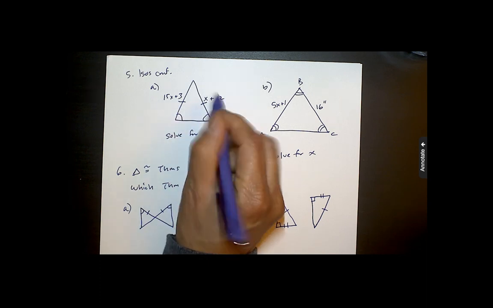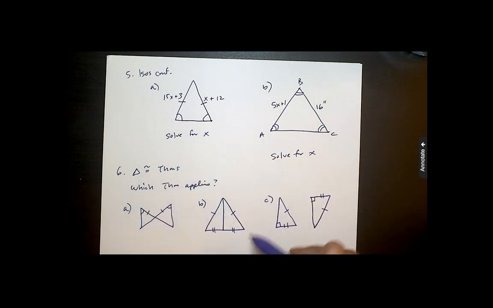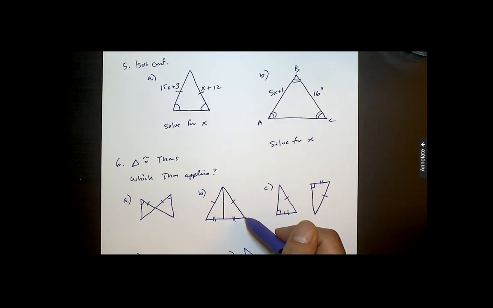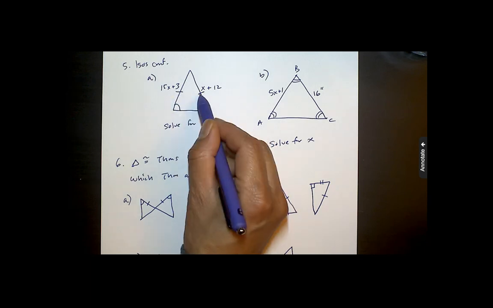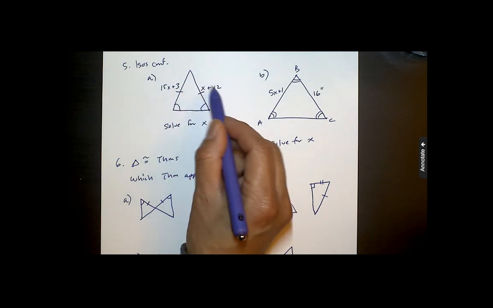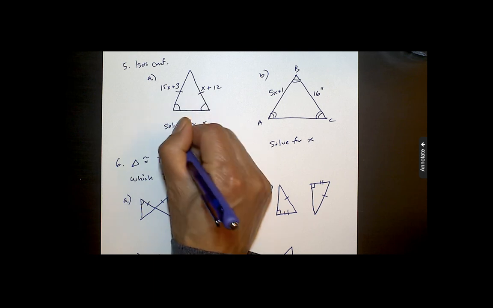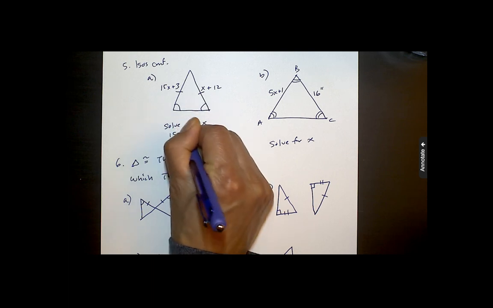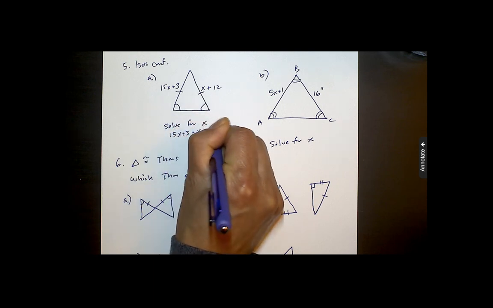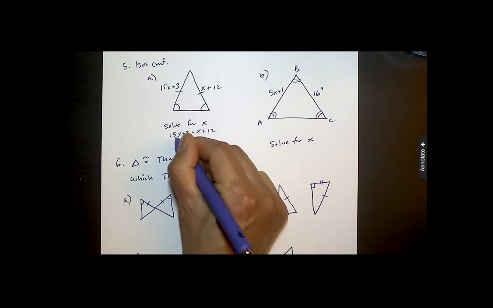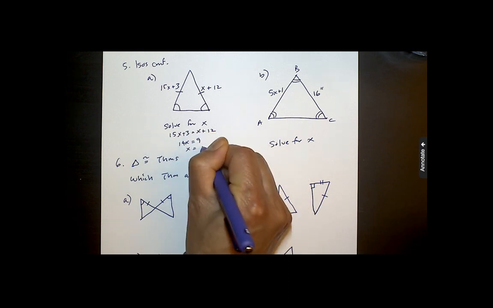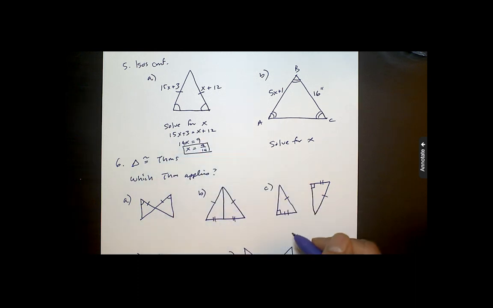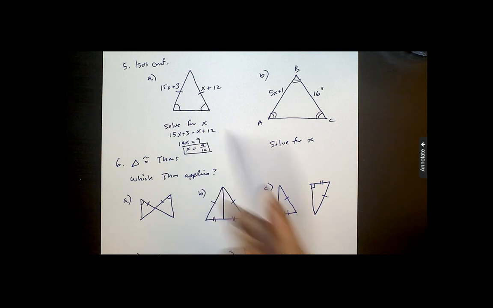So how do we solve for x? Pause the video and see if you can set that up and solve. Since these two sides are congruent, and this length is 15x plus 3 and that length is x plus 12, we just set those two expressions equal to each other. And then what do we get? We get 14x on this side, we get 9 over here, x is equal to 9/14. And we're done, because it just says solve for x.